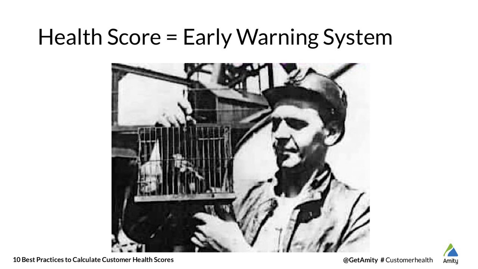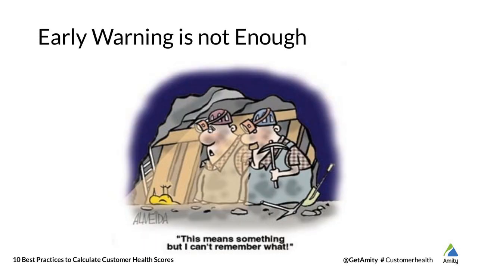And then I found this cartoon that reinforced that message, that just an early warning isn't enough. So it's not the easiest cartoon to read. It's 2 coal miners looking at a dead canary, and one is saying to the other, "This means something, but I can't remember what." And so the action part of the early warning system wasn't entirely obvious to the coal miners. And so just a health score on its own is a conversation piece. Interesting to know, but you have to understand how it fits into the overall early warning system.